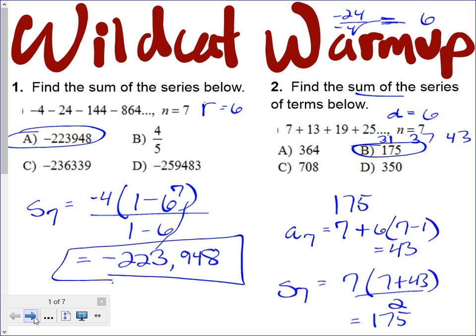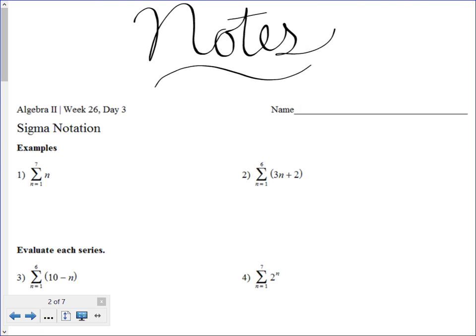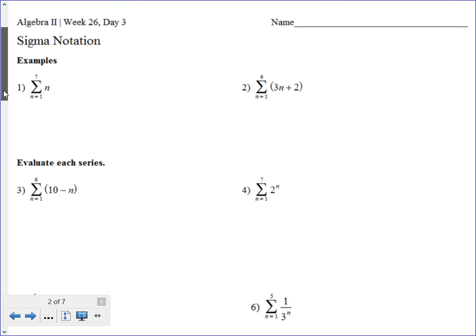Take your warm-up, set it aside, and look at today's notes in 10, 9, 8, 7, 6, 4, 3, 2, and 1. All right, maybe I should zoom in a little bit here.